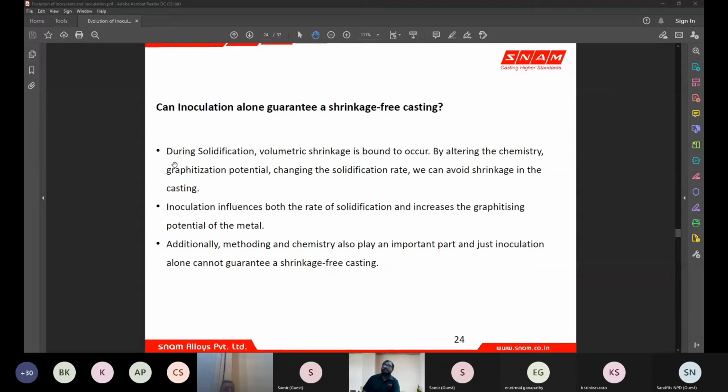But inoculation alone cannot solve the entire shrink-free casting, or it cannot give 100% shrink-free casting, because inoculation is a supporting mechanism where you should have good chemistry control and good methoding. Methoding means the way in which the metal fills and then starts solidifying in the casting inside the mold. When you have good control over chemistry and good control over method, then inoculation can guarantee a shrink-free casting. When there is variation in methoding, or the way it is getting solidified or filled, and the chemistry varies, inoculation cannot solely support in producing a shrink-free casting.